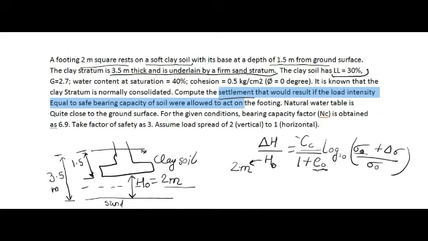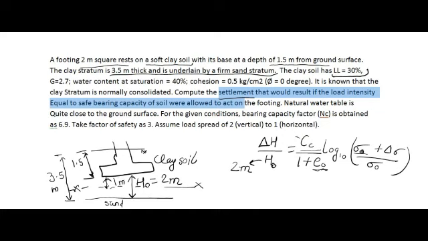And what is delta sigma? Delta sigma is nothing but the increase in pressure intensity at this level xx. This level xx is nothing but the center of H0, meaning half the distance of H0. What is H0? 2 meters. So this distance will be equal to 1 meter.